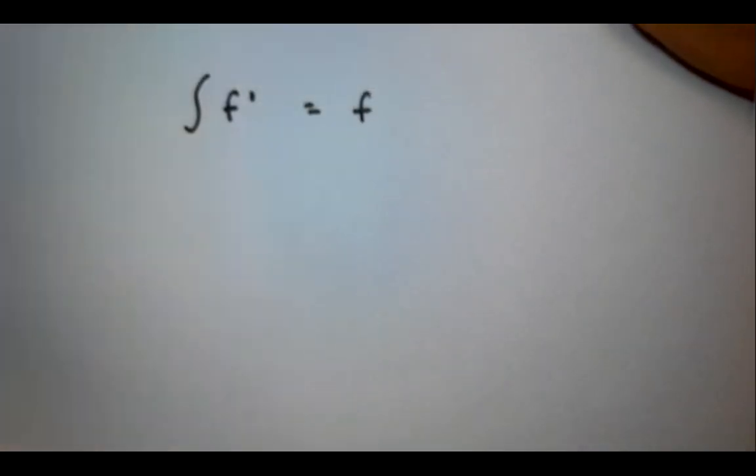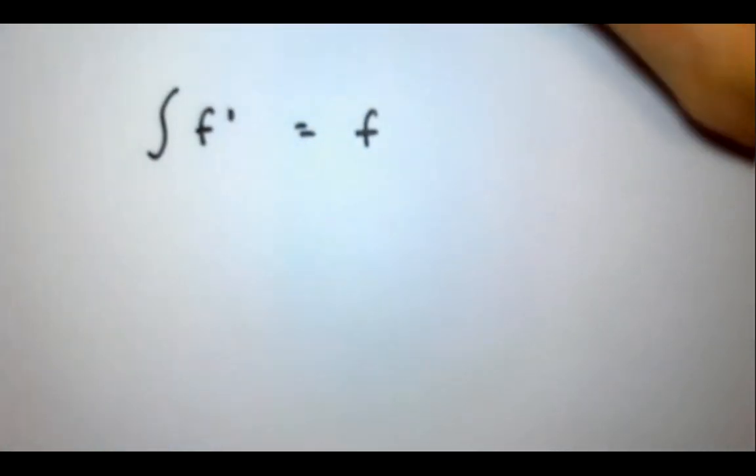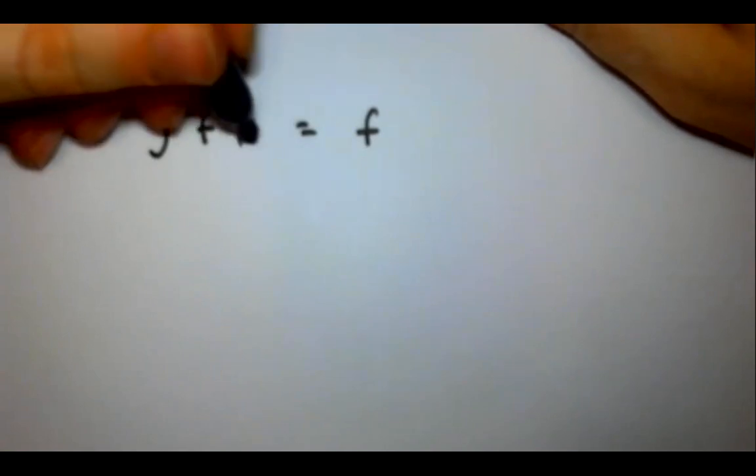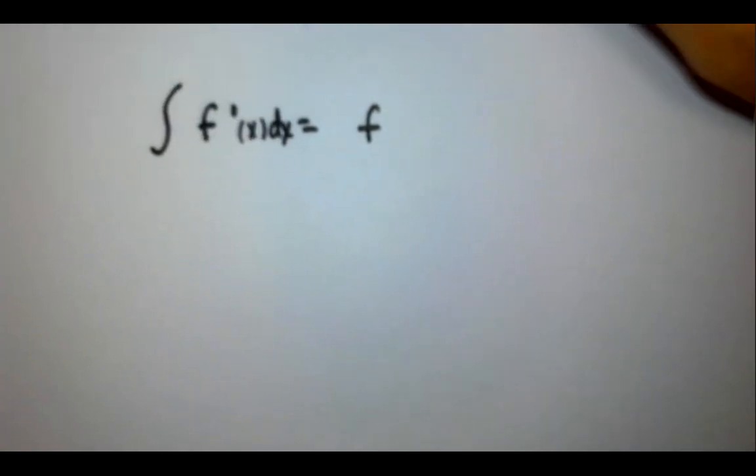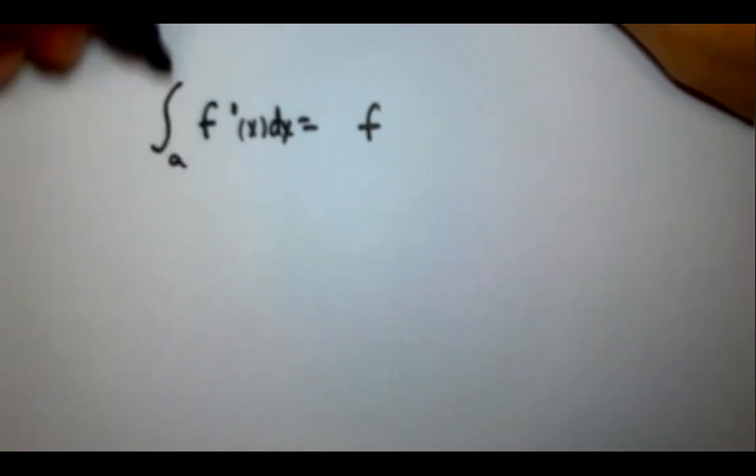All right. If I integrate f prime, what do I get? F. Get f. All right. So now we're going to change this a little bit. We've already kind of previewed the fundamental theorem. So we're going to make this proper now. So it's the integral of f prime of x dx, and we're going to put some bounds in.